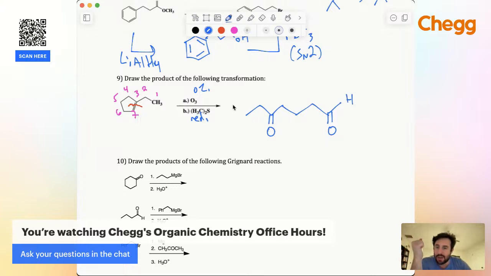So that is ozonolysis with reductive workup. We had a cyclic substrate, so we have a linear product, a singular linear product, and that's the product there. Once again, this is very useful if you get confused with unwrapping a cyclic molecule into a linear form.